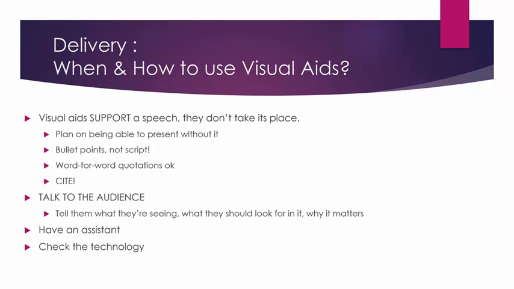When you're using a visual aid, you need to not talk to the visual aid. You need to not talk to the screen. You still need to talk to your audience. And you not only need to direct your comments to the audience, you actually need to talk to your audience about what they're seeing on the screen. So you need to tell them what they're seeing. If there's something in particular they should be looking for, you want to tell them why it matters. Tell them why you're including it.